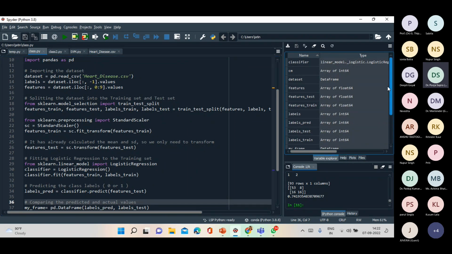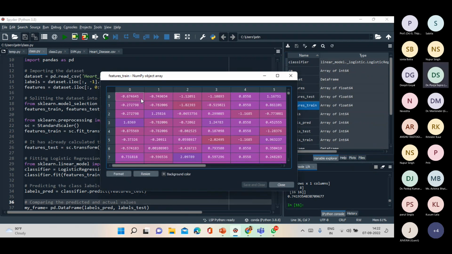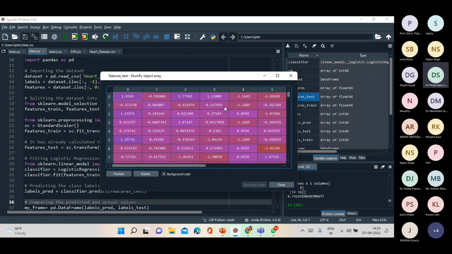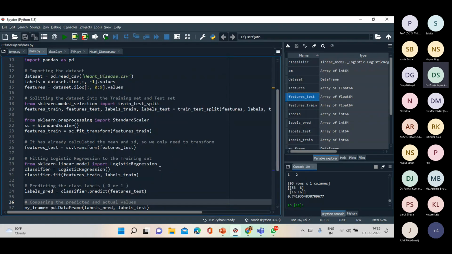Variable explorer, in this case, if I check my features train, you can observe here few values are negative and few values are positive. This is what we discussed in feature scaling. We said mean of every column would be 0 and standard deviation would be 1, and it will happen. So this is how feature scaling works. Now our 3-digit data has been scaled to these particular digits. Similarly, we have features test that also you can observe. So all data is scaled, that is features data.